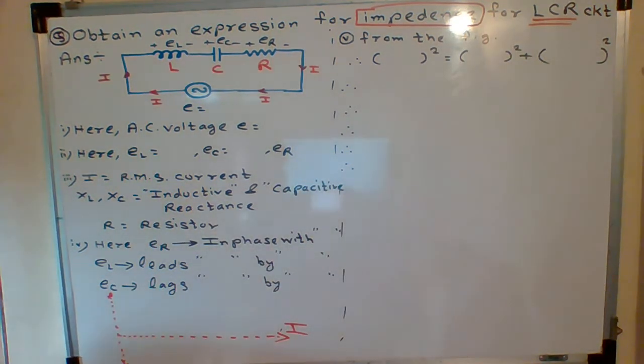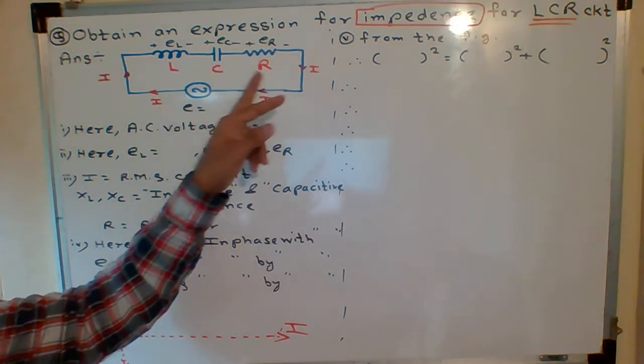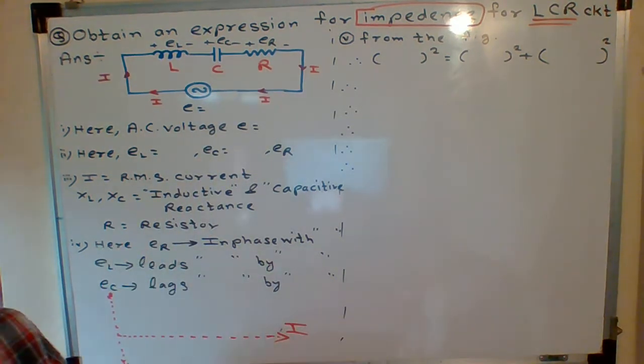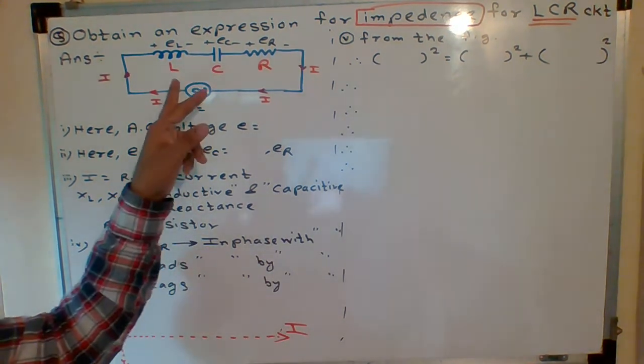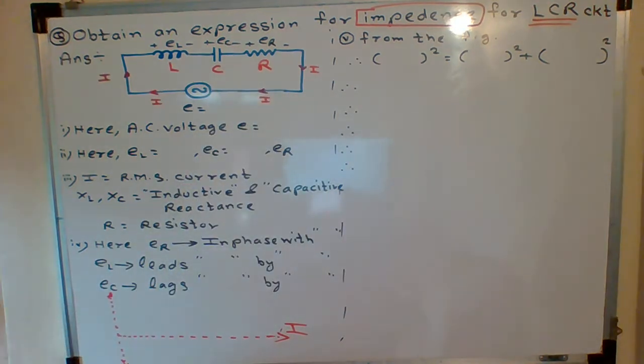In the last question, what have we seen? We have seen individual resistor circuit, individual inductor circuit, and individual capacitor circuit. But now all three components are in series. Next question from the students: if it is parallel, then what? Parallel I will do in the next question. But now, LCR in series.